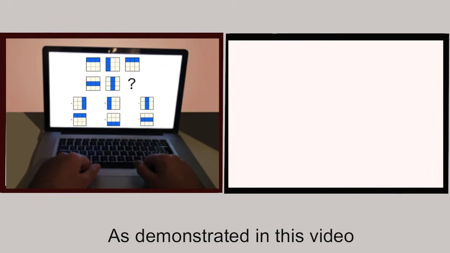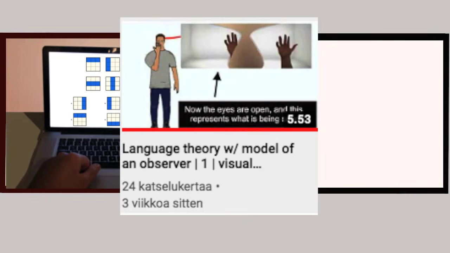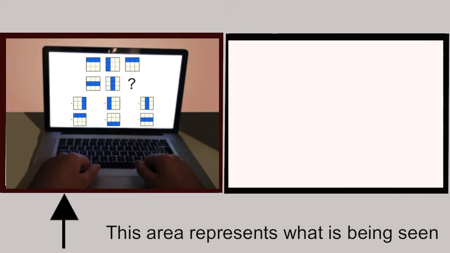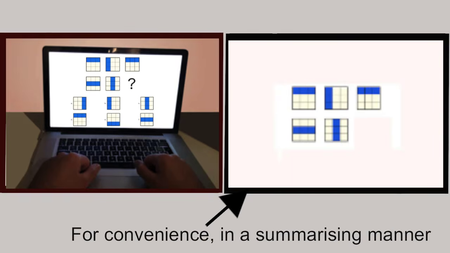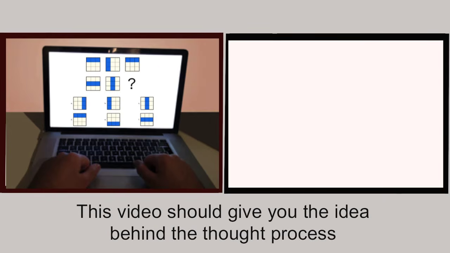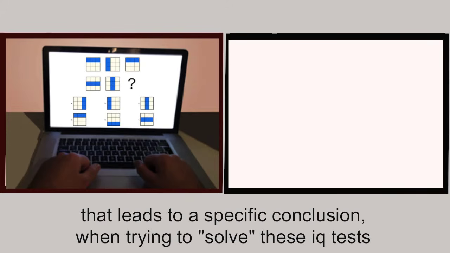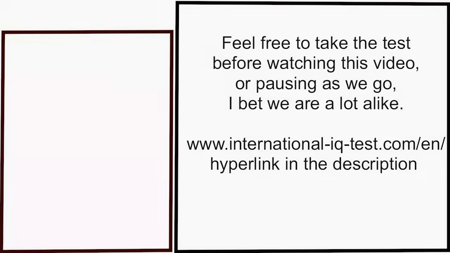As demonstrated in this video, this area represents what is being seen and this what is being visualized. For convenience, in a summarizing manner, this video should give you the idea behind the thought process that leads to a specific conclusion when trying to solve these IQ tests. Now, feel free to take the test.